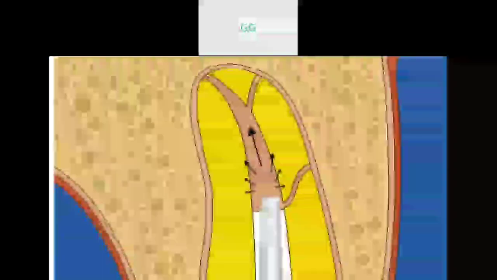When we place the plugger, it is removed. The plugger is removed, and after that, the heat carrier is again placed to make sure that all the GP has been taken out. So this is how we carry forward. This is the complete obturation.